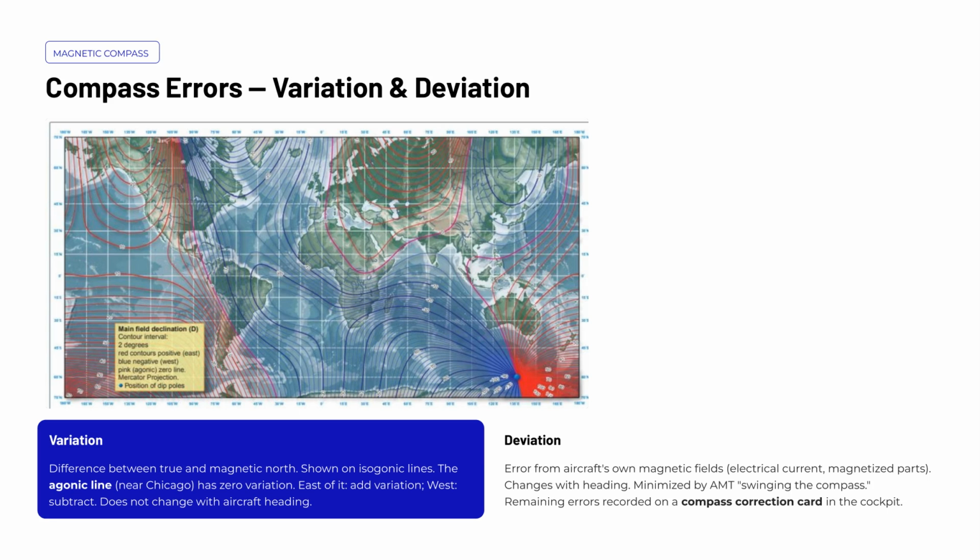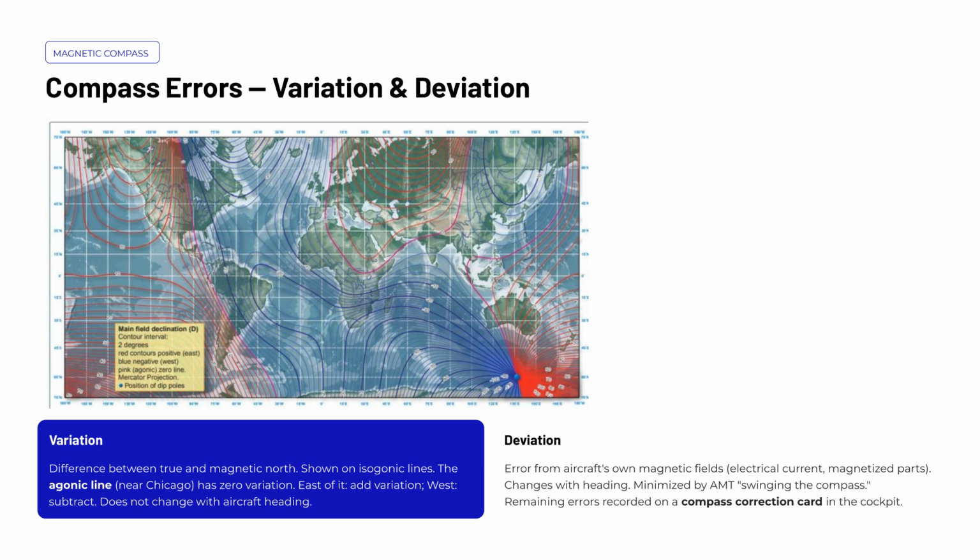Deviation, on the other hand, is caused by the aircraft's own magnetic influences, things like electrical currents, magnetized metal components, and avionics. Unlike variation, deviation changes as the aircraft changes heading. Aviation maintenance technicians minimize deviation by performing a process called swinging the compass, physically repositioning small compensating magnets within the compass housing. However, some residual error nearly always remains.